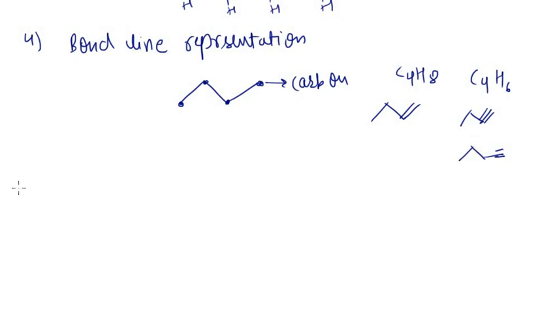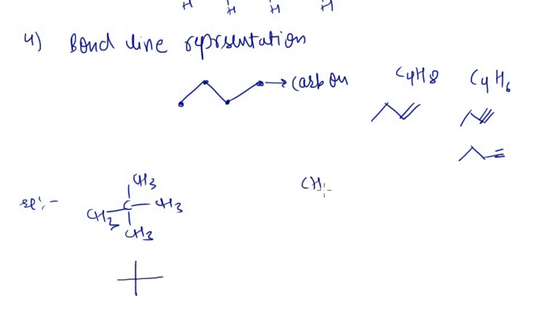If we have a formula, for example CH3, CH3, all four valencies are satisfied with methyl, then we will write the condensed structure like this. And if we have CH2, CH2 as a cyclic alkane, then it will be represented like this. So this was how we represent the organic molecule.